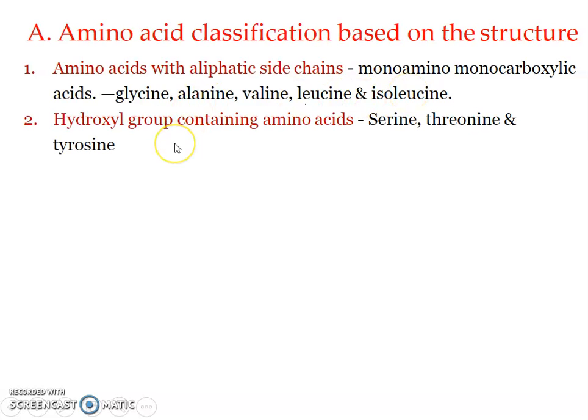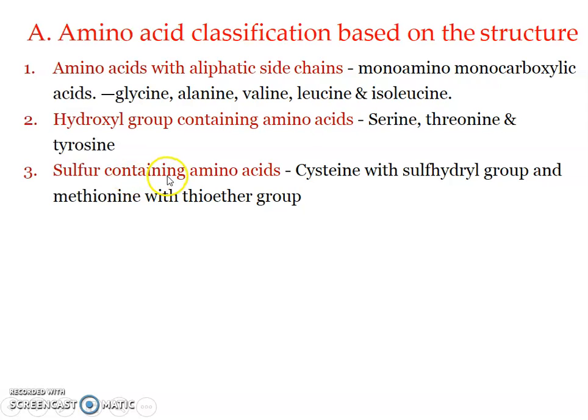The second one is hydroxyl containing. It is serine, threonine, and tyrosine, which contain a hydroxyl group. When there is a hydroxyl group, obviously it can take part in hydrogen bonding, so it is hydrophilic in nature. Sulfur containing compounds are mainly two, cysteine and methionine. Cysteine has a sulfhydryl group, SH, and methionine has a thioether group, SCH3. You may have seen it in the previous slides. These two can form SS bonds, the disulfide bonds.